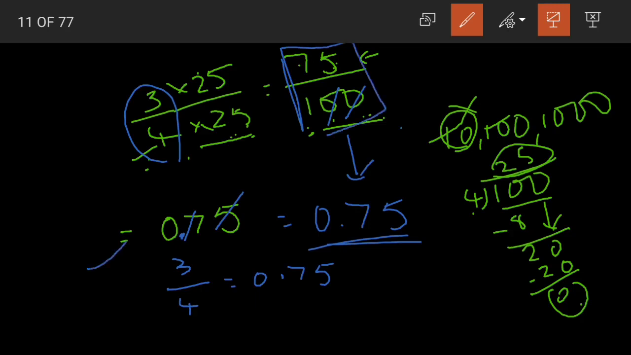See, this step we already know. From 75 by 100 we know how to convert. But before getting 75 by 100 we need to do this step. We need to find out the equivalent fraction so that the denominator is either 10, 100, 1000, etc.